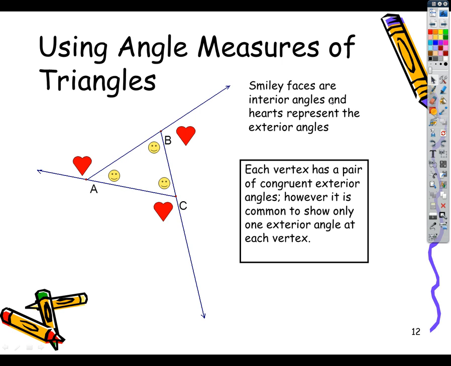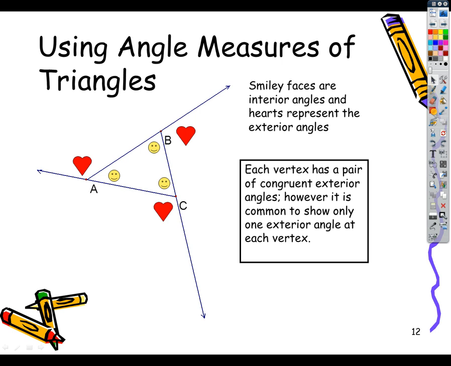The smiley faces are the interior angles of the triangle because they're on the inside, right? Interior means on the inside. So there are going to be 3 of those, obviously. Now, the hearts represent what we call exterior angles. Okay, now exterior angles, I gotta describe this a little bit.